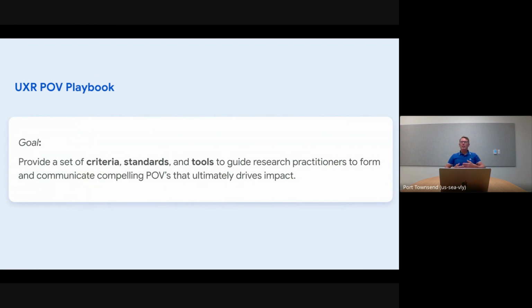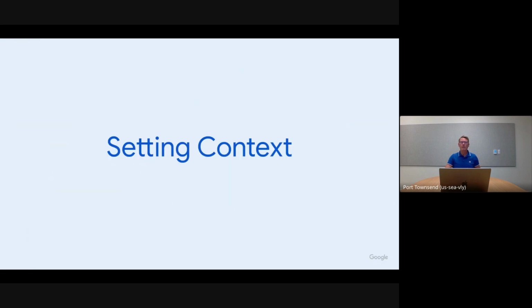A number of publications, including from Professor Dogan and myself, have argued that the UX research discipline has reached an inflection point where there's an expectation for research practitioners to leverage practices and knowledge to establish and communicate points of view. However, it's acknowledged that there is a lack of tools, guidelines, and practices readily available for them to do so. We therefore propose a playbook that provides a set of criteria, standards, and tools to guide researchers to form compelling points of view that ultimately drive impact.